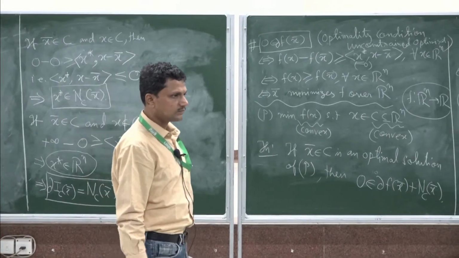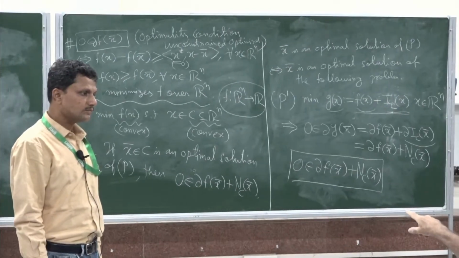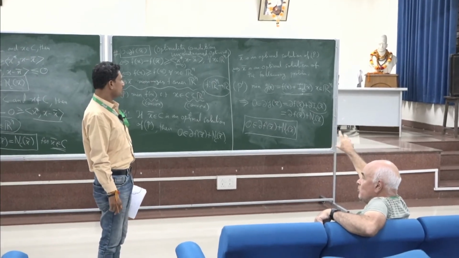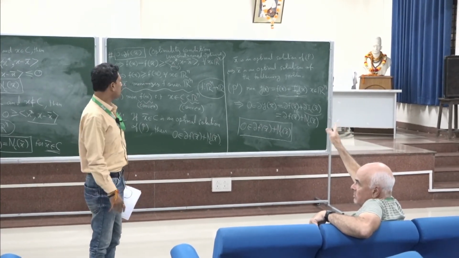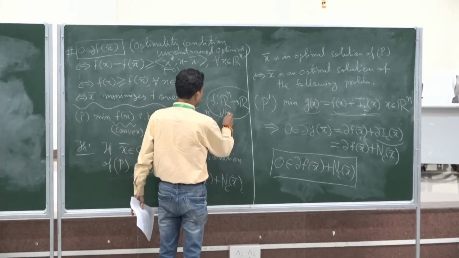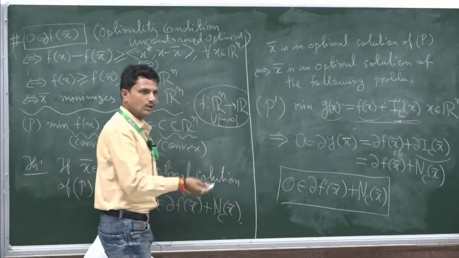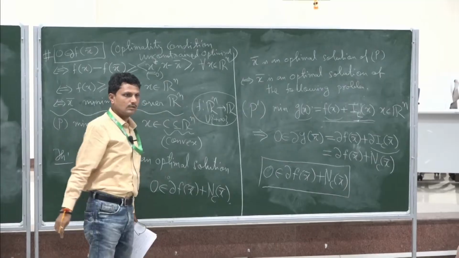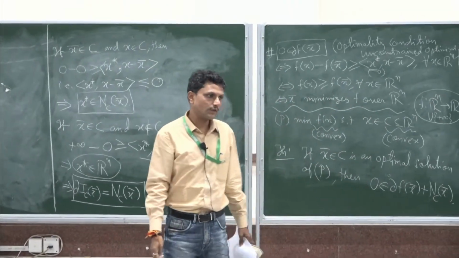It's even true if f is extended real valued, if you allow f to take the value plus infinity. So if we add R union plus infinity here also, this will work, because then again some values will be plus infinity.